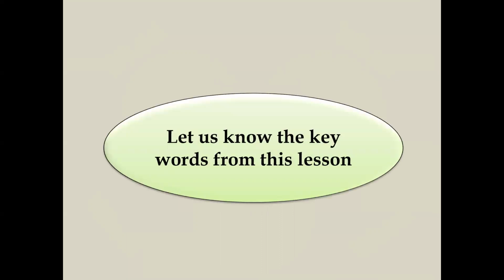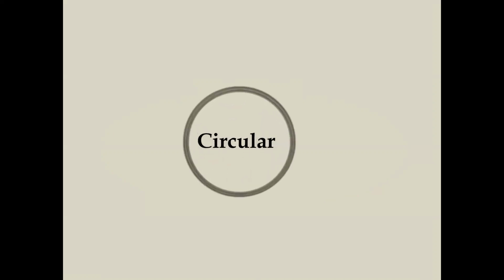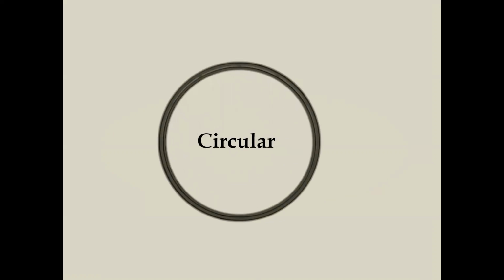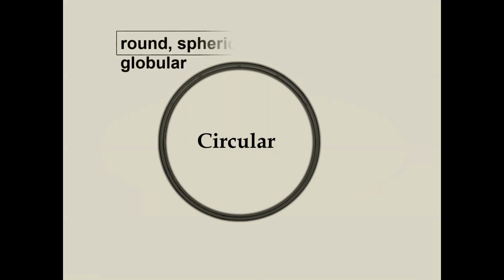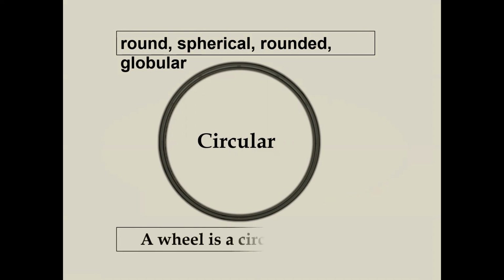I told you to note down the keywords from this text. You see the keywords. First keyword, number 1, circular. From circle, the word has come circular. What does circular mean? You see a round shape. It is called circular, and circular means round, or another word, spherical, rounded, globular. Here is a sentence with this word circular: A wheel is a circular object.